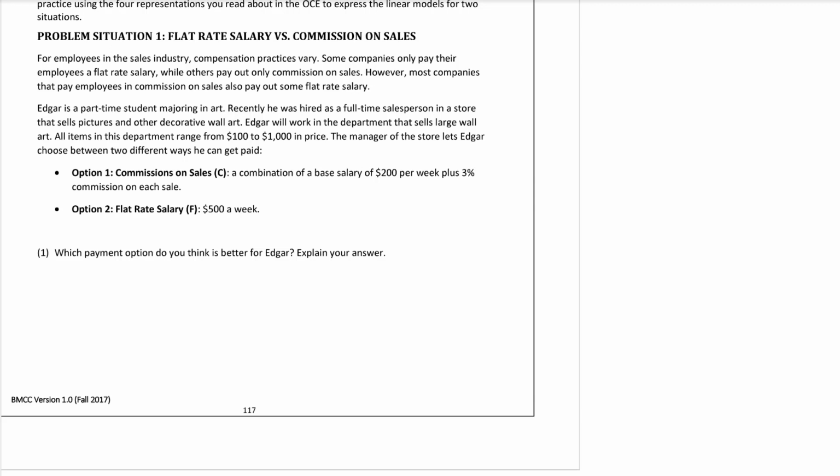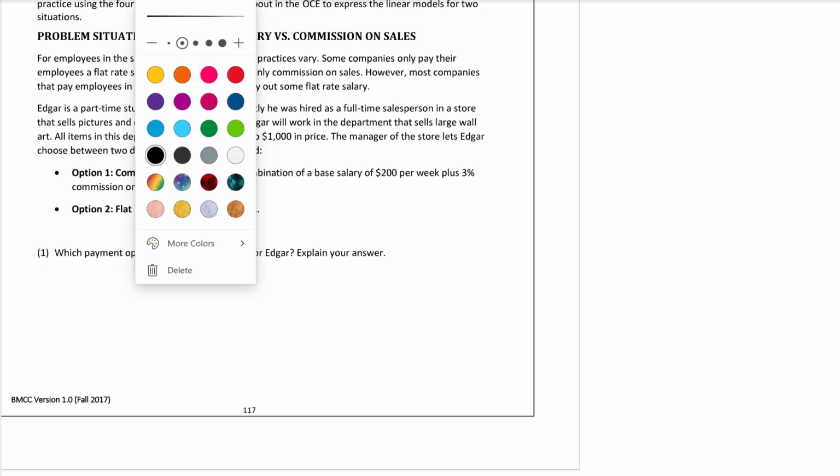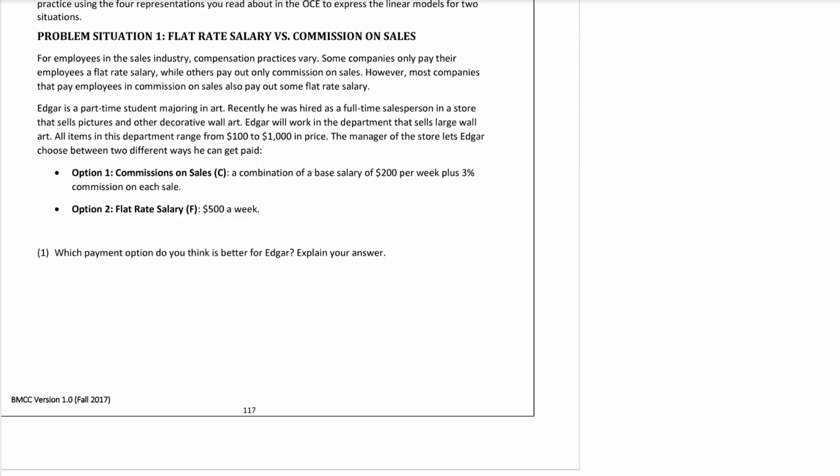Alrighty. I am anticipating, based on my experience teaching this class and this particular lesson, that many students go with the flat rate salary. The reason I usually get from students is that the flat rate is better because it is more consistent. You know for sure you're getting $500 a week no matter how much one sells. So it's safer, it's more consistent, and you know what to expect.